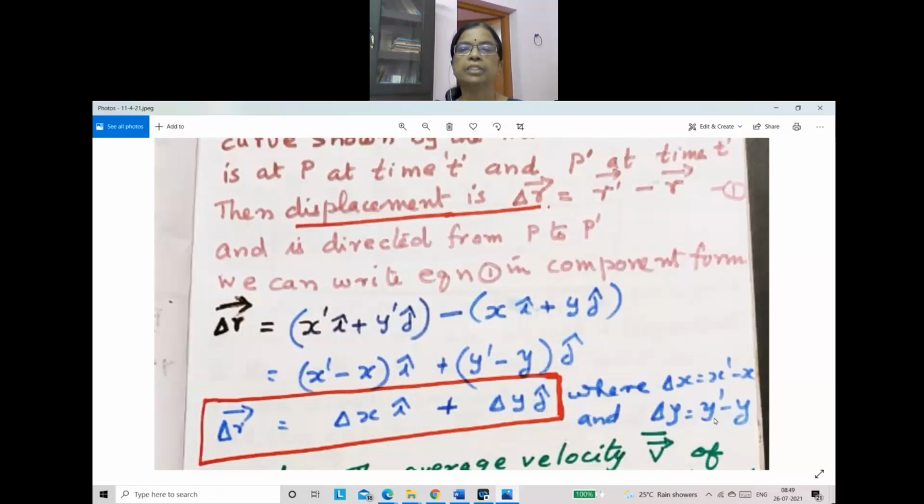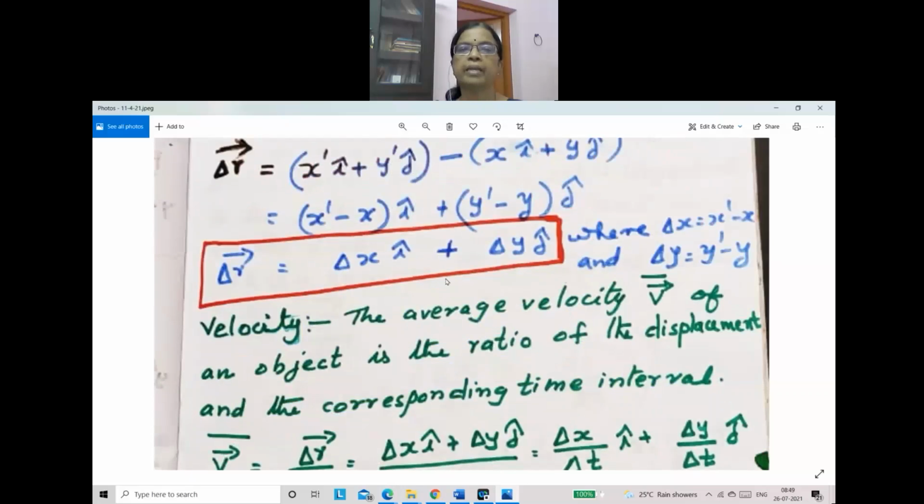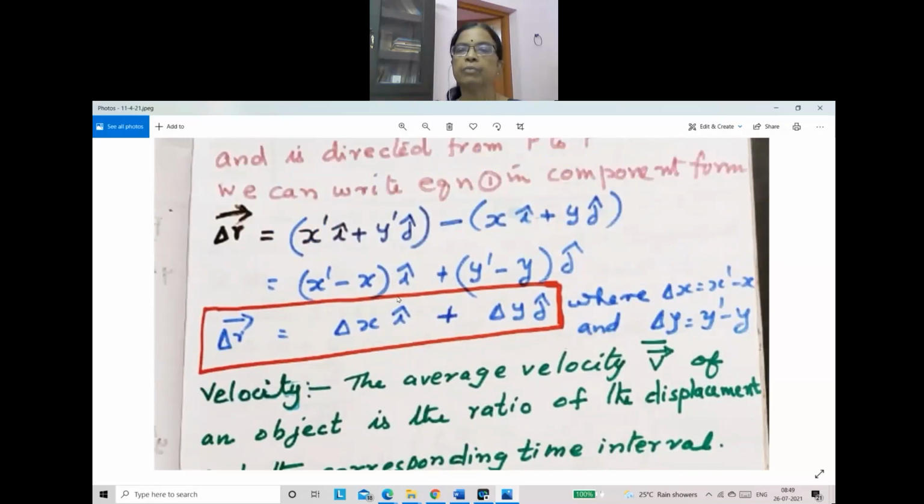Okay. So displacement vector we got, children. Understood this, children? How to write displacement vector? Understood? Okay, understood.